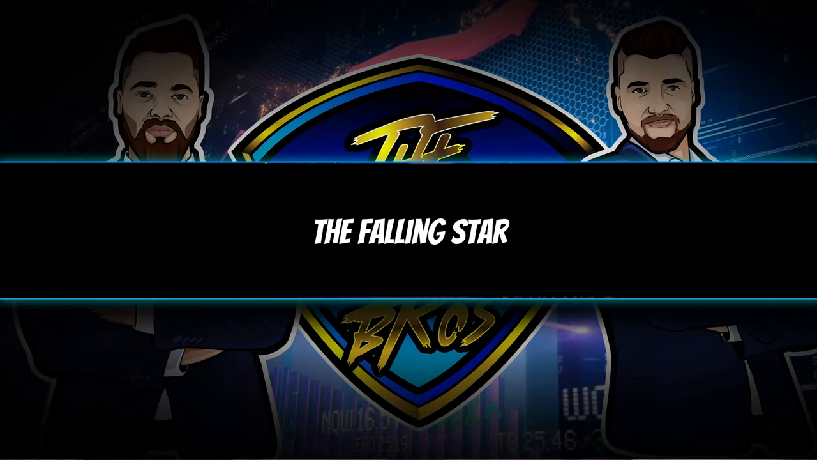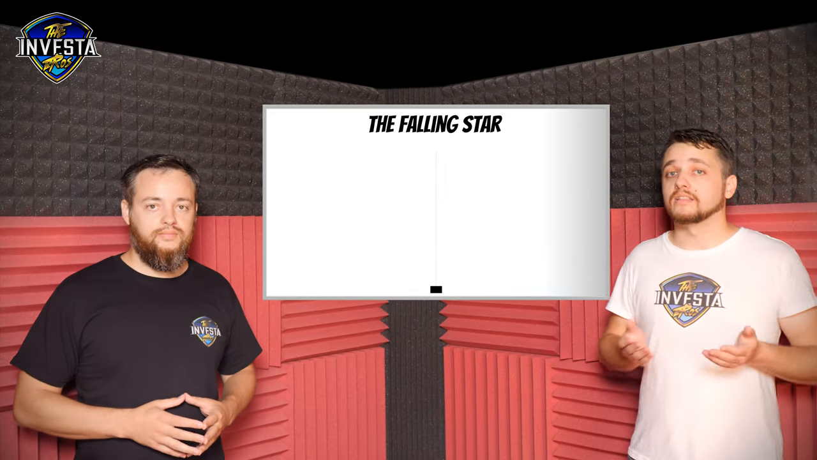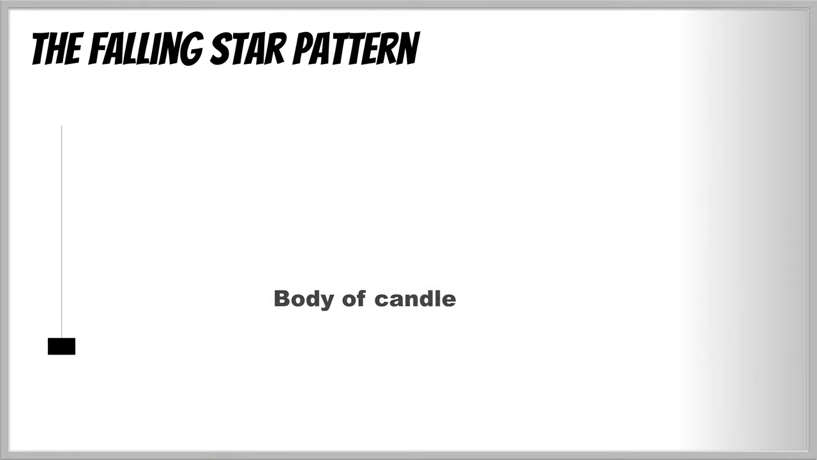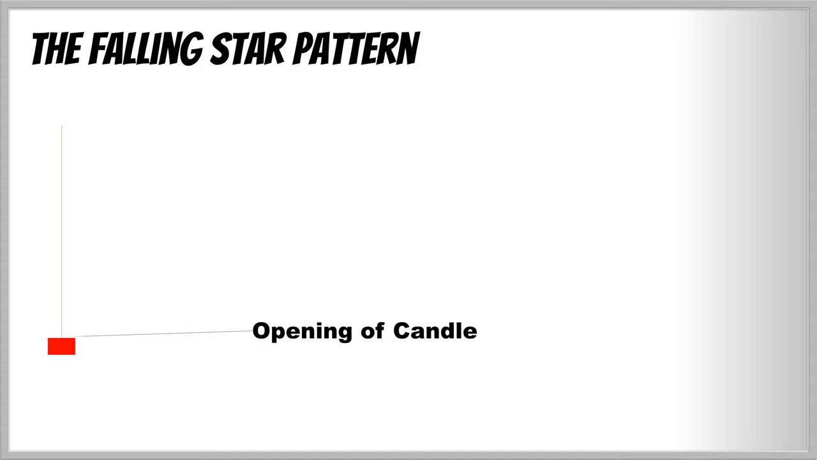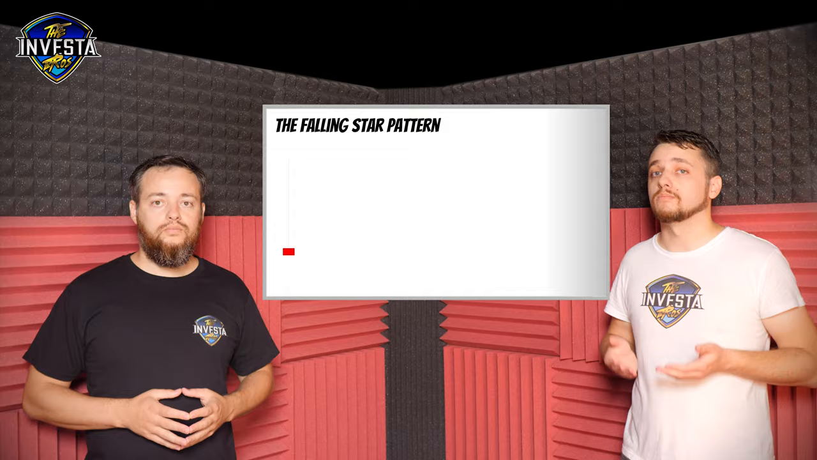The third type of candle we will review is the falling star. It's pretty obvious what the name entails, right? This candle indicates a bearish or a future downward trend in the price. As you can see, the body of the candle is very small. The opening and closing prices are very close to each other. This candle pattern can be green or red. Obviously, if the candle closes red, the downward trend is even more pronounced.